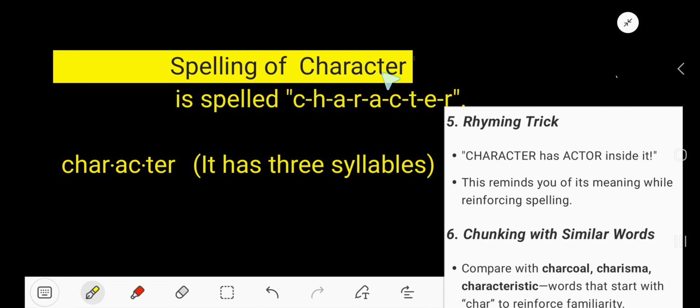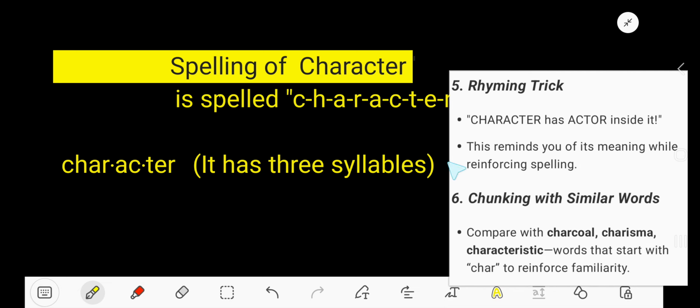So spelling of character. In character we have actor, ACT. Then charcoal, charisma. So CHAR, charcoal, right? So the spelling of character, now you can memorize.